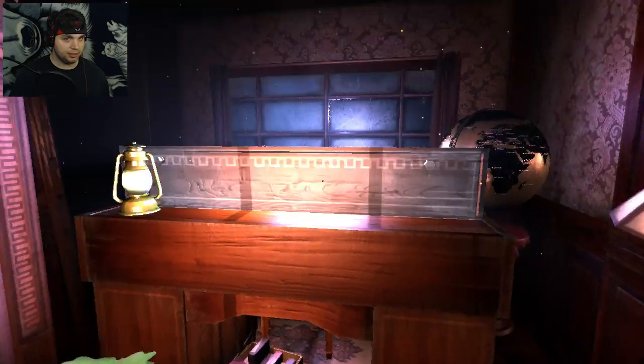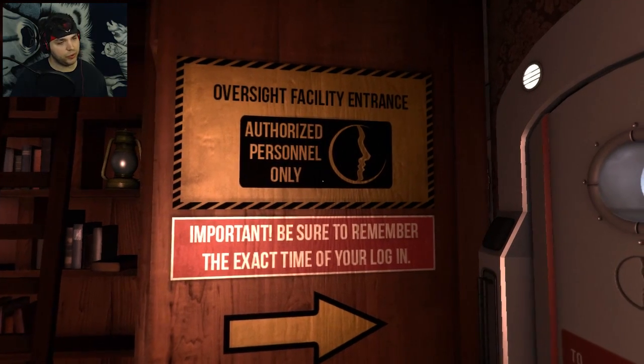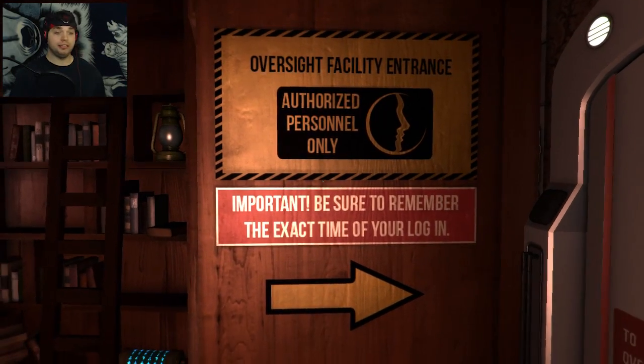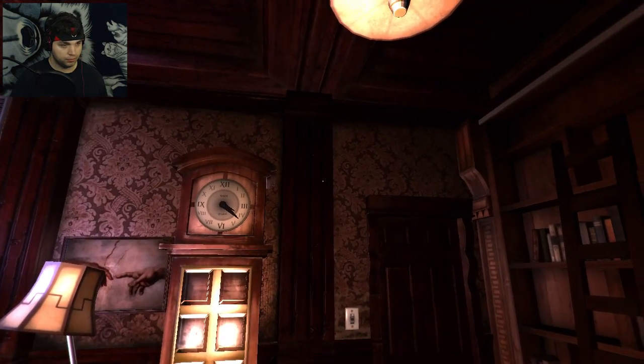Clock doesn't mean anything, doesn't seem like it. Oversights facility entrance. Authorized personnel only. Important. Be sure to remember the exact time of your login. Why?